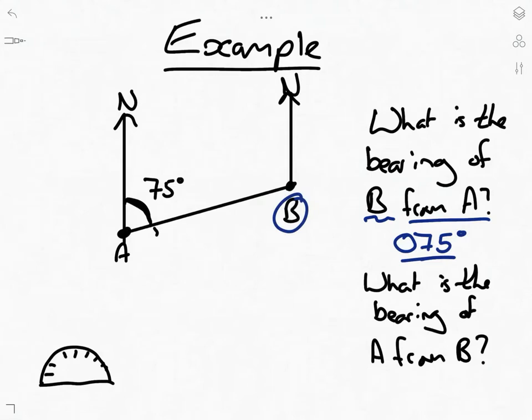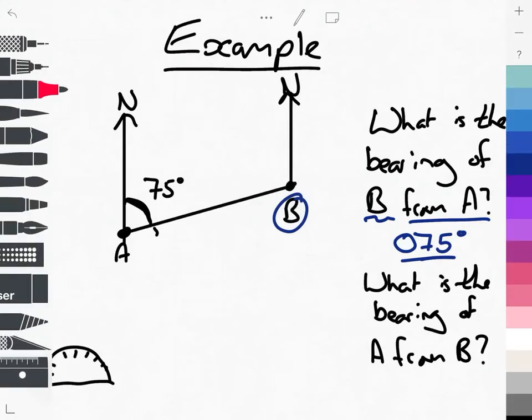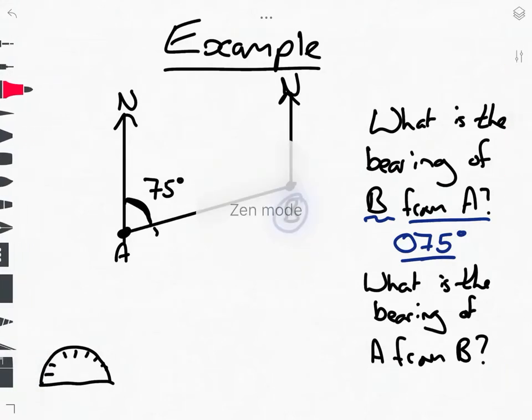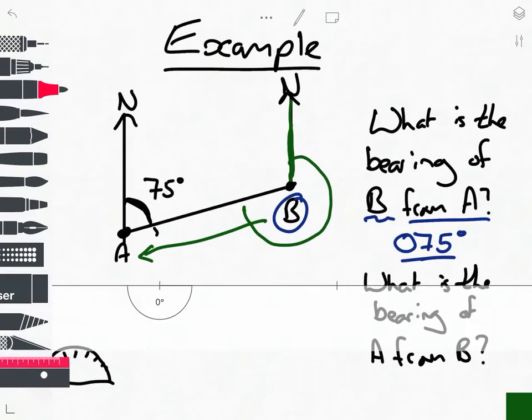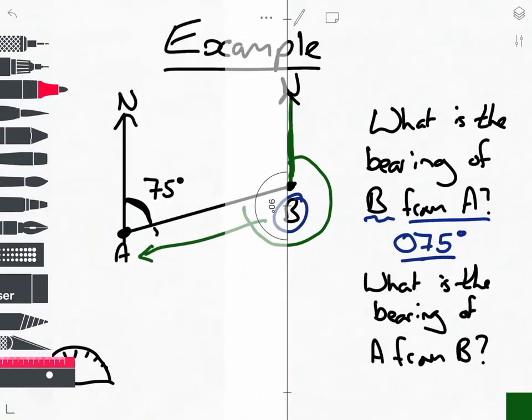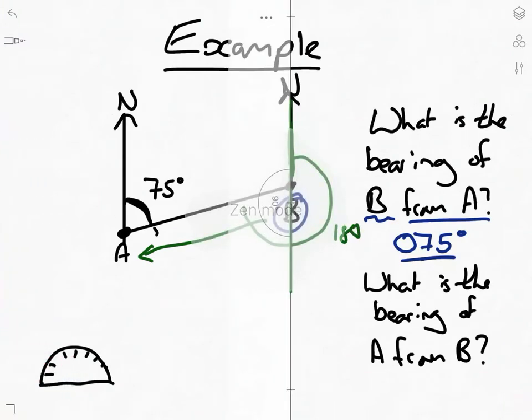So anyway, what is the bearing of A from B? That means we're going from B this time to A. So we want the angle. We're going to go from north. We're going to go clockwise. And so we want this angle. Again, you can just measure it. Maybe you can extend this line down. You know this is 180.